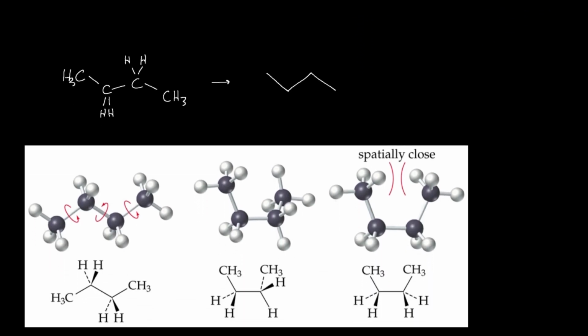Here's another example. We have a structure with 4 carbons, and how did I know how many hydrogens to add to each carbon? I just remembered that each carbon can only form 4 bonds. So the carbon on the end has 1 bond there. That means it needs 3 hydrogens to complete 4 bonds. This carbon right here is bonded to 2 other carbons, so it needs 2 hydrogens to fill out its 4 bonds.